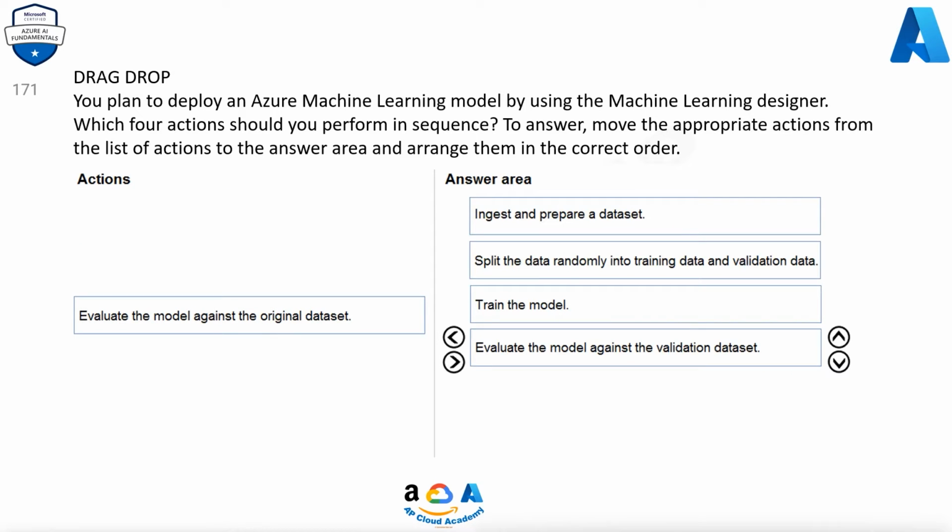Correct order. Ingest and prepare a dataset. Split the data randomly into training data and validation data. Train the model. Evaluate the model against the validation dataset.